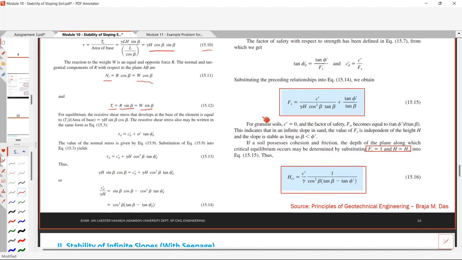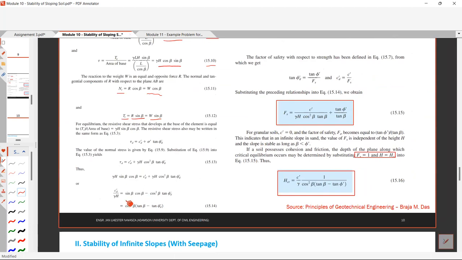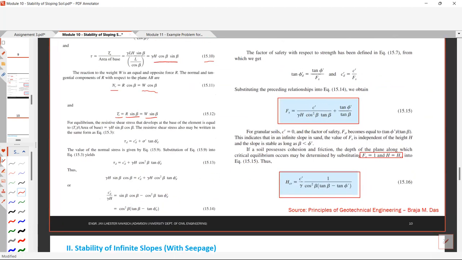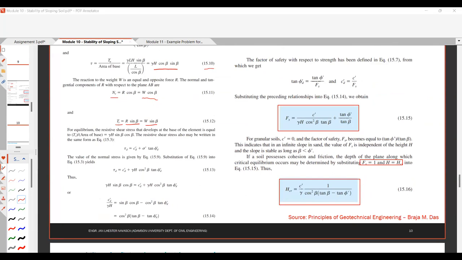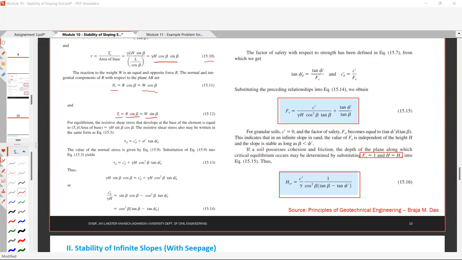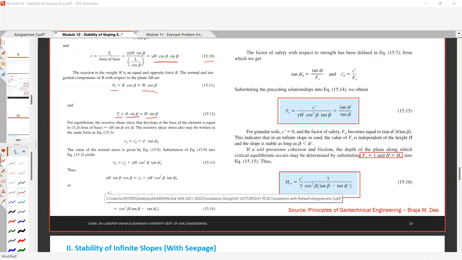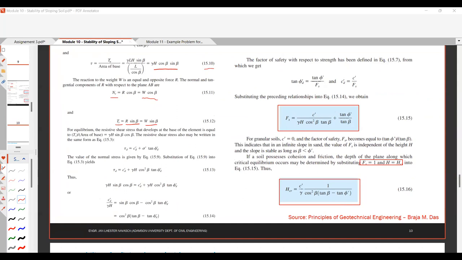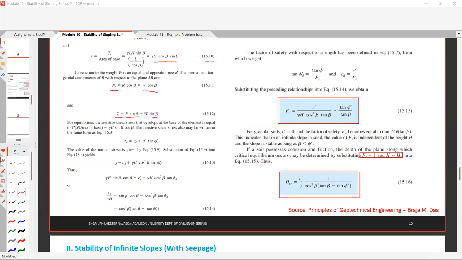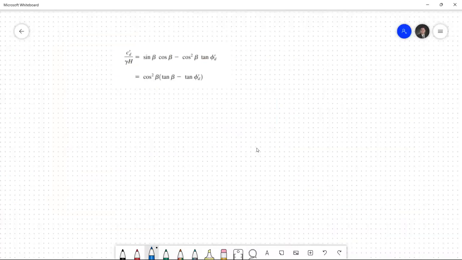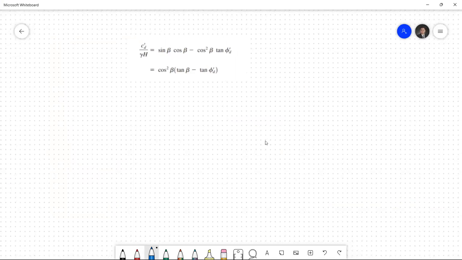Okay, so how do we arrive at this equation? Let us derive this one. We still have time, so we can derive this one. Okay, this one. So we will arrive at that equation. So how was that obtained?